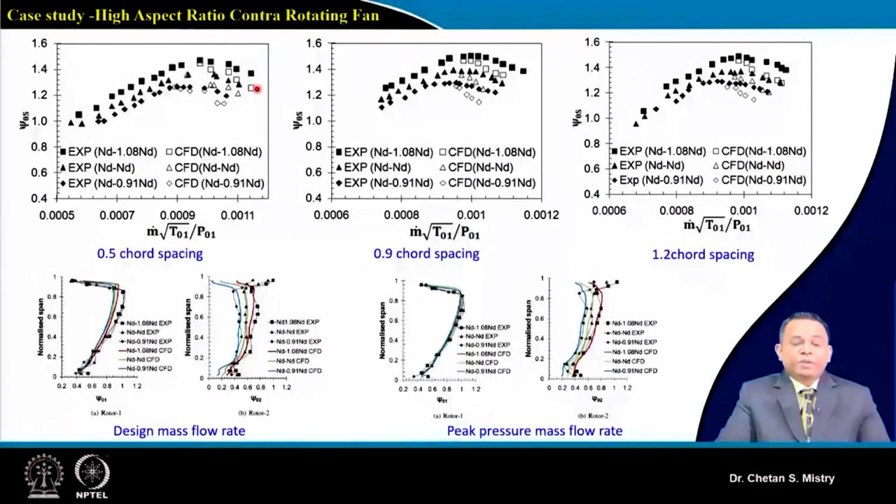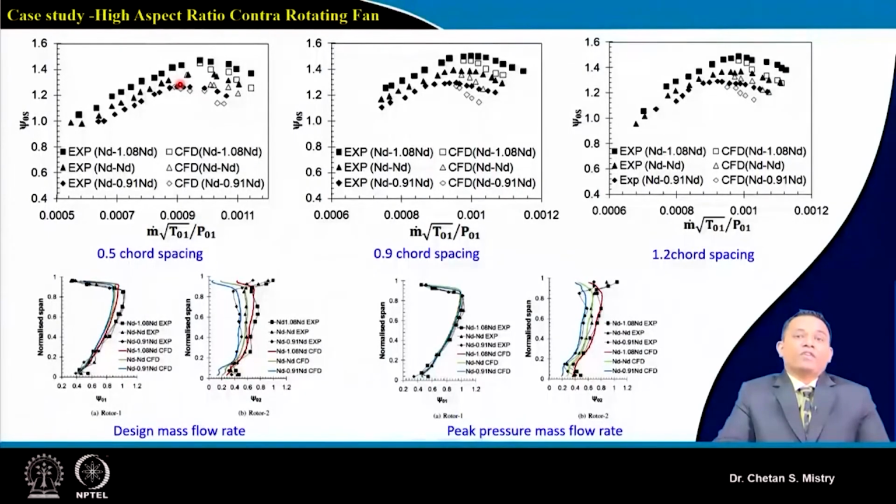This is representing the validation. So if you look at these unfilled points, they are representing the CFD analysis. If you observe carefully, for the high mass flow rate configuration it is not matching well, it has a certain amount of discrepancy, but when we move towards the peak pressure point, it is matching well for all different speed combinations.